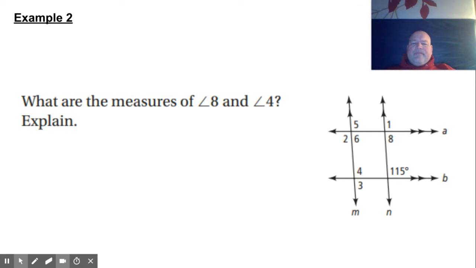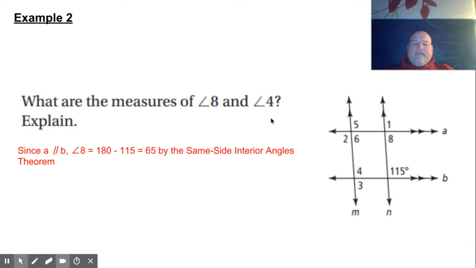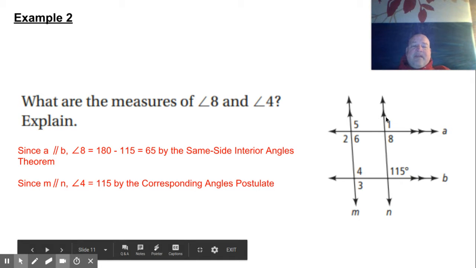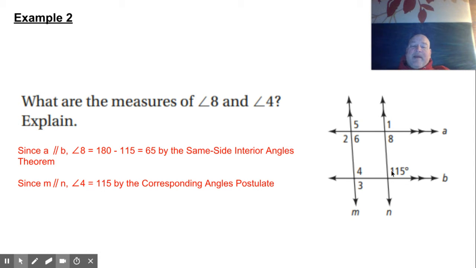Let's look at example 2. What are the measures of angle 8 and angle 4? Explain. Well, notice that A is parallel to B, which is indicated by these arrows in the middle of the lines. That means 8 and 115 are same side interior angles, and they have to be supplementary. So angle 8 is 180 minus 115, or 65 degrees. But since M is parallel to N, indicated by these arrows, 4 and 115 are corresponding angles because they occupy the same position, which means that angle 4 would equal 115.